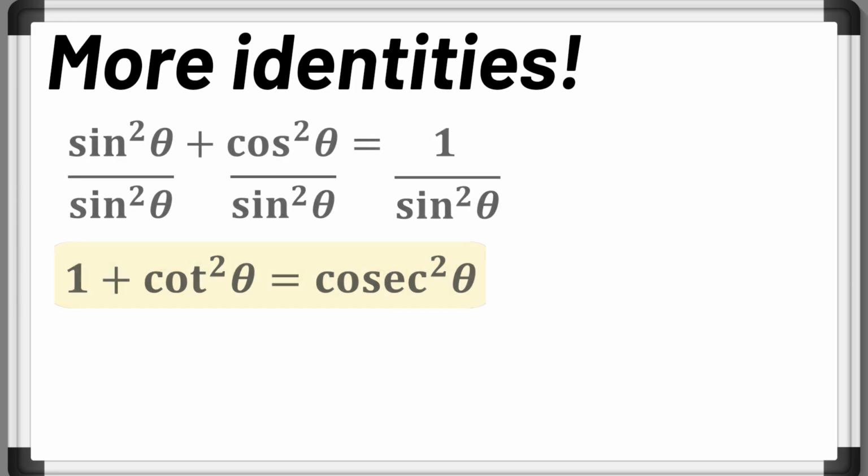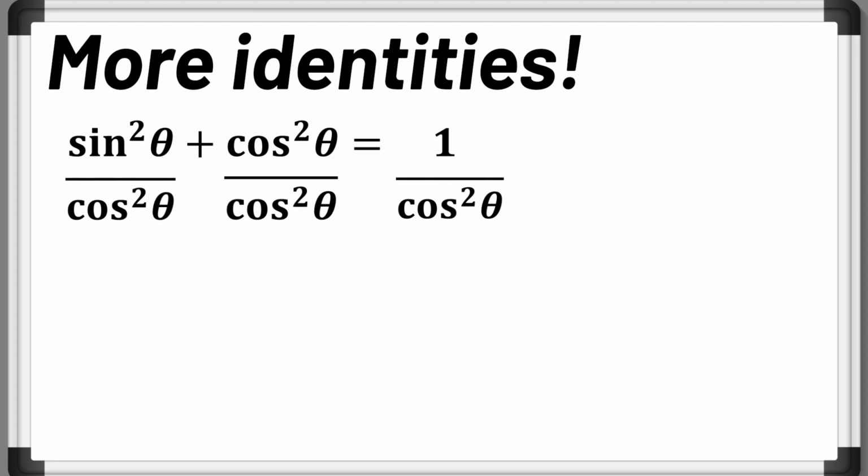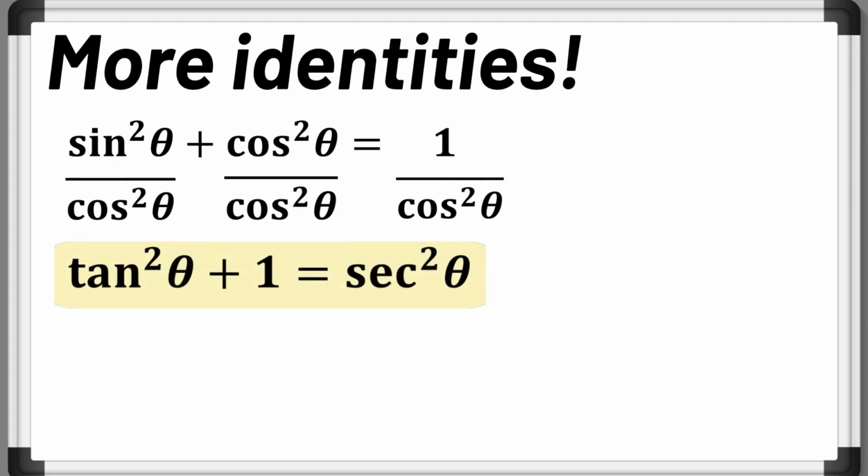Pretty cool. We're going to do the same thing again. This time, we're going to divide both sides of the identity by cos squared theta. And this gives us tan squared theta plus 1 equals sec squared theta. And these are both identities that you can use in trigonometry as well.